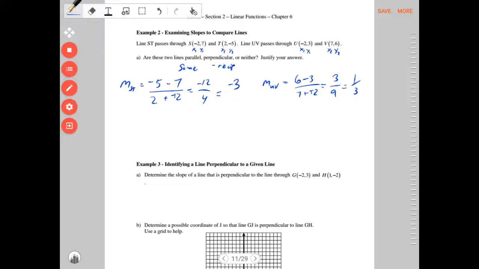Well, wait a second. Negative 3 is negative 3 over 1. So you can see that, hey, that's flipped over. So these are negative reciprocals of each other. So that means that ST is perpendicular to UV. Awesome. Pretty straightforward.